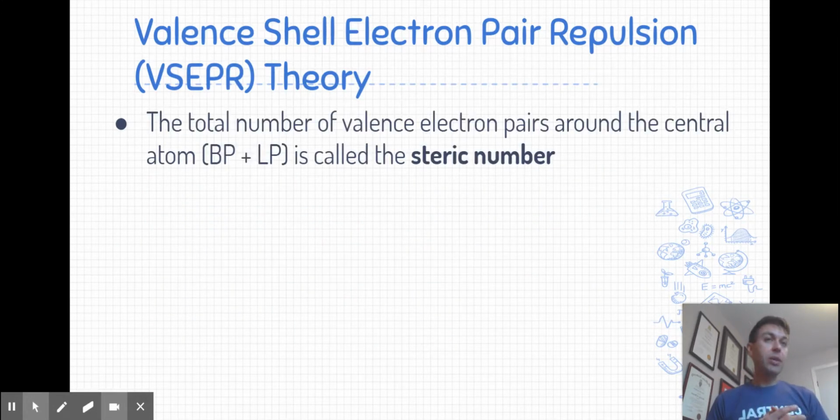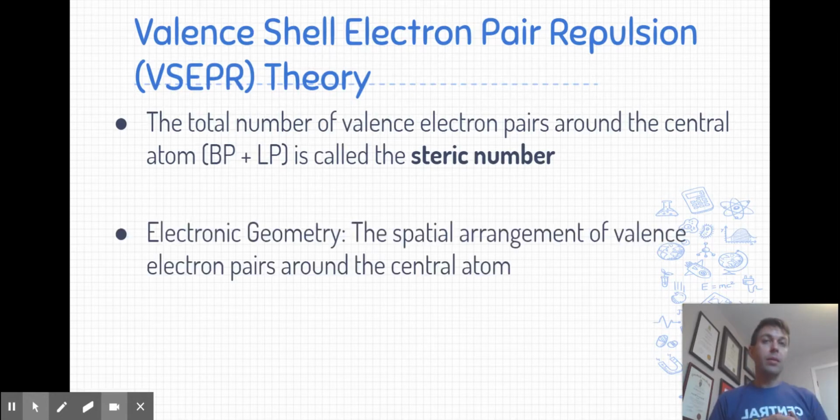Another piece of terminology we will be using is the steric number. The steric number is a count of the total number of valence electron pairs around the central atom, which is simply the bonding pairs plus the lone pairs.